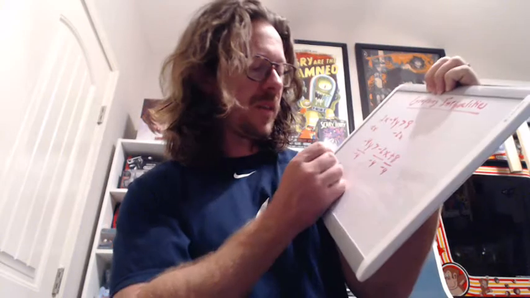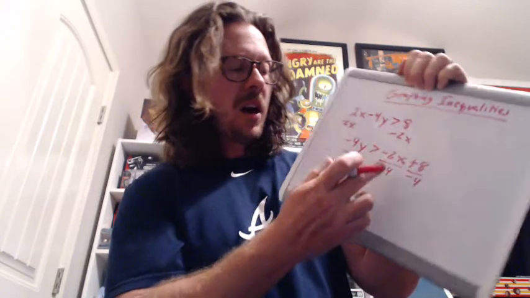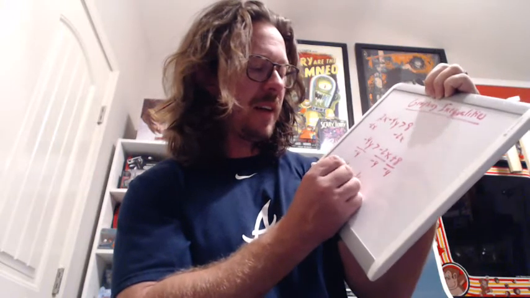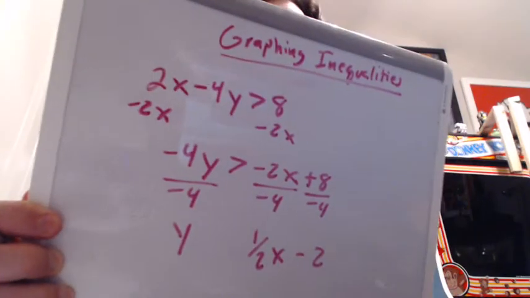-4 divided by -4 is just 1, so we have y, right? Over here, -2 divided by -4 would be 1/2, so you have 1/2 x. And then 8 divided by -4 is -2. Now, notice I left that inequality part blank, the greater than sign, okay?